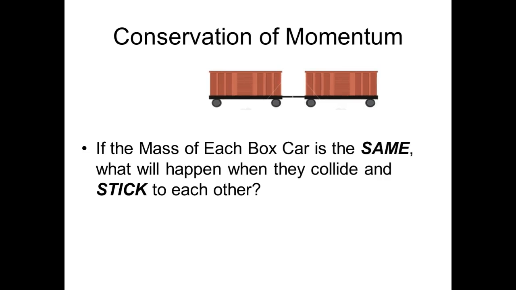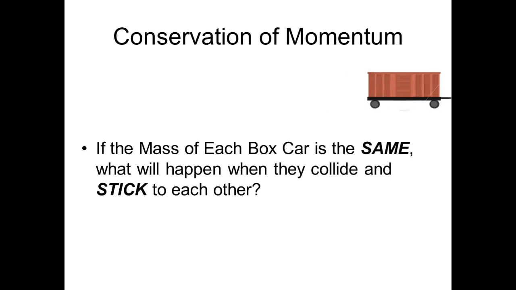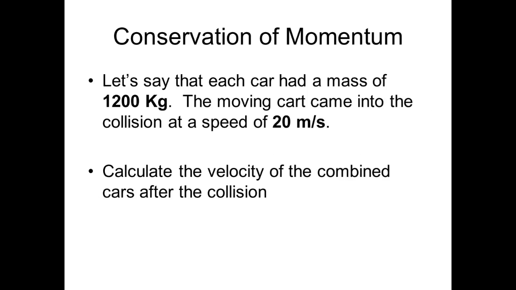So this train is going to come along and now it's stuck on that other train. They now have twice the mass. So they're going to keep moving, but with a slower velocity. Momentum can tell us how much slower. By using our momentum formula and the law of conservation of momentum, we can find exactly how slow these two cars will be going.